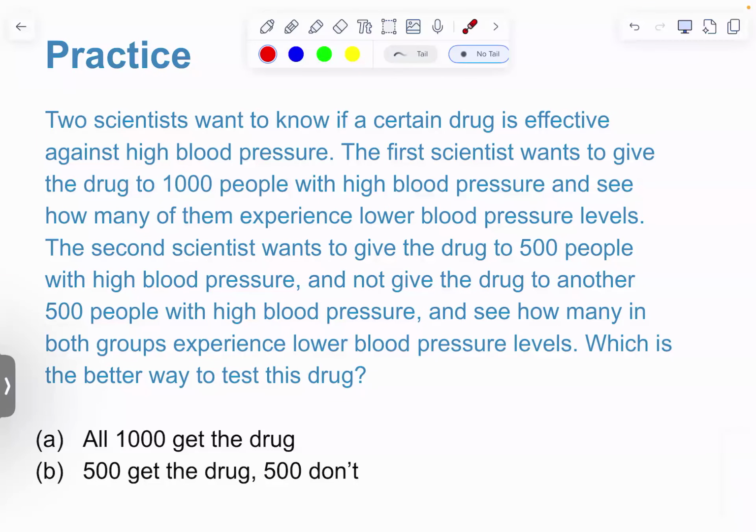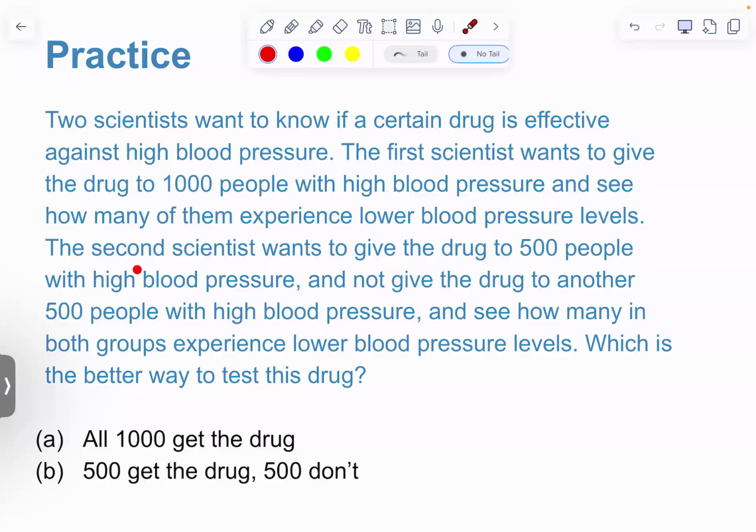So for our example, I'll read it to you, I'll do a shorthand version probably. Two scientists want to know if a certain drug is effective against high blood pressure. The first scientist wants to give the drug to 1,000 people with high blood pressure and see how many of them experience lower blood pressure levels. Hopefully already you're kind of like, oh, that's a weird way to collect that data, right? Don't you need a control group?